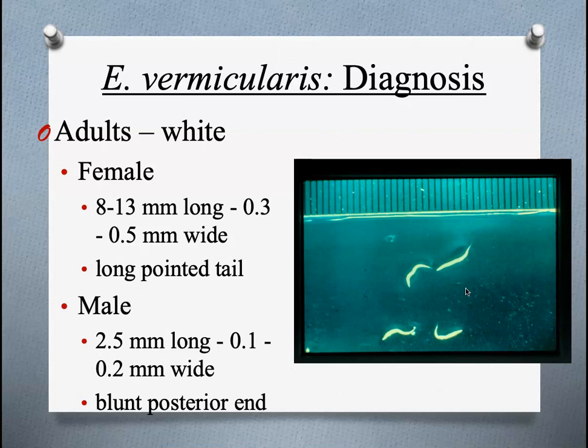So speaking of the adults, you could see an adult female on the tape prep as well, although it's more common to see the eggs. They are both white or yellowish, the males and the females. The male, you do not need to memorize these sizes, the millimeters or anything, but in general, the male is a little bit smaller than the female. The female has a pointed tail, which resembles a pinhead, hence the common name pinworm.